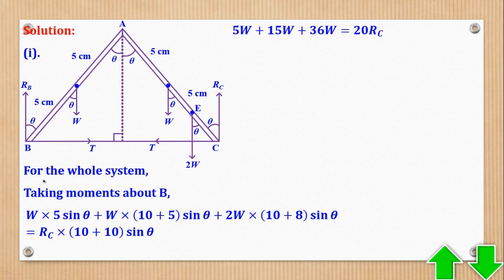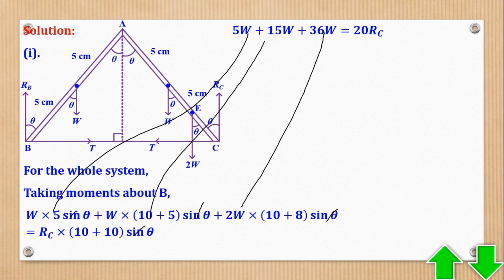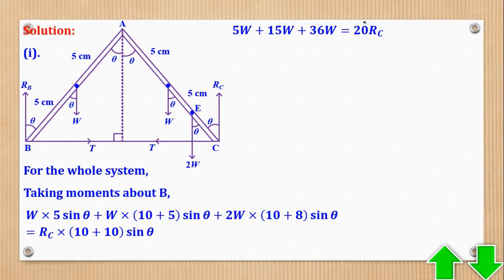Next is to simplify. So when I simplify, I'll come up with this. Remember, sine theta is common throughout, so this sine cancels with this. So we remain with 5W here, 15W there, 36W there, and 20 RC there. Therefore, when I make RC the subject, it will be 14W over 5. So reaction at C is 14W over 5.